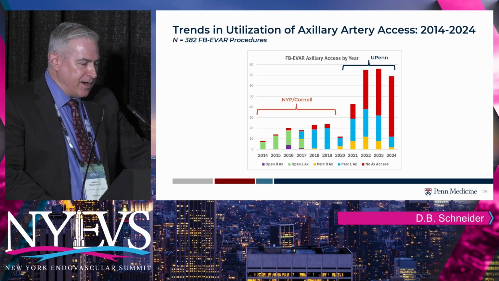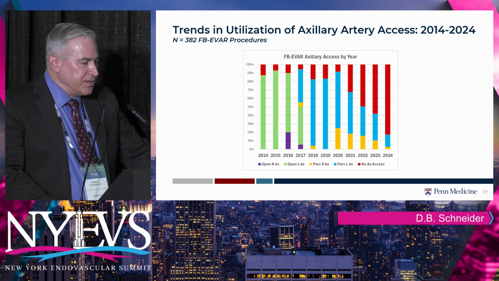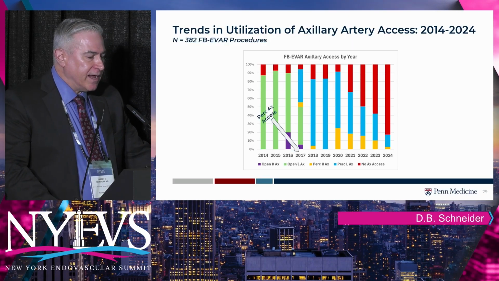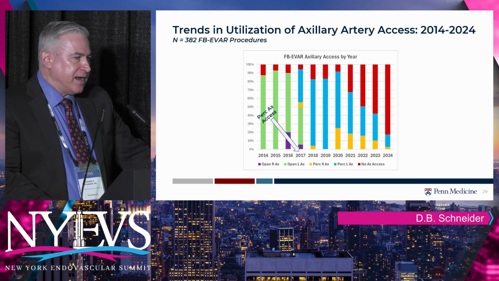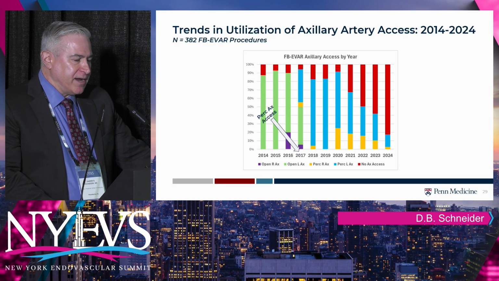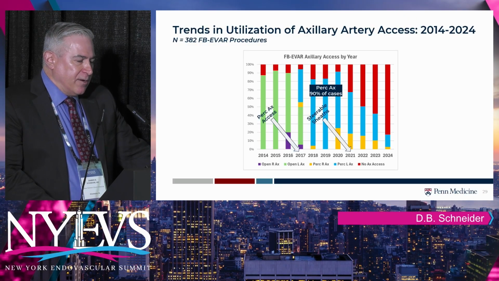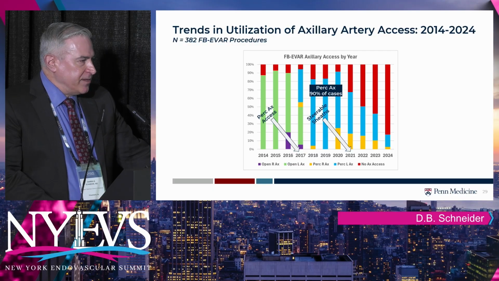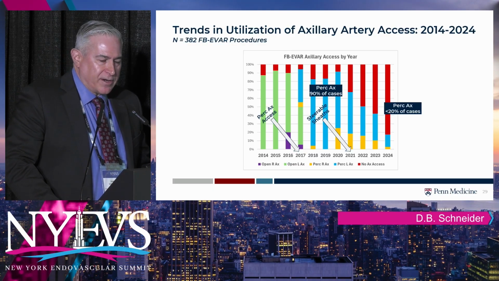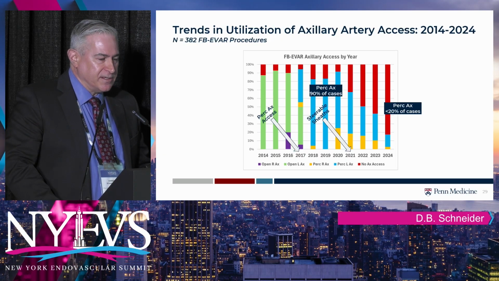So I started when I was in New York. Our volumes have been a little bit higher at Penn. We had a little lull here during the COVID year, of course. And this is looking at just percentage by year. You can see that early on it was open cut-down for axillary access, oftentimes with conduits. Around 2017, we introduced the percutaneous axillary access. That became quickly about 90% of our cases. We started using steerable sheaths and eliminating some of the upper extremity access in 2021. And now you can see that about 80% of our cases or more are done from a femoral approach, and less than 20% have upper extremity access, but it's still important.